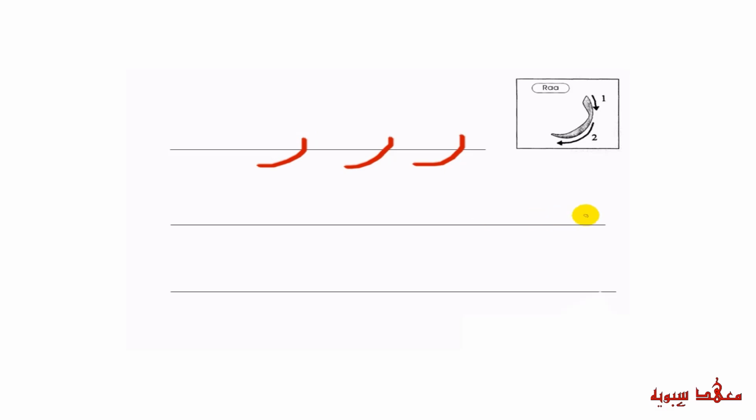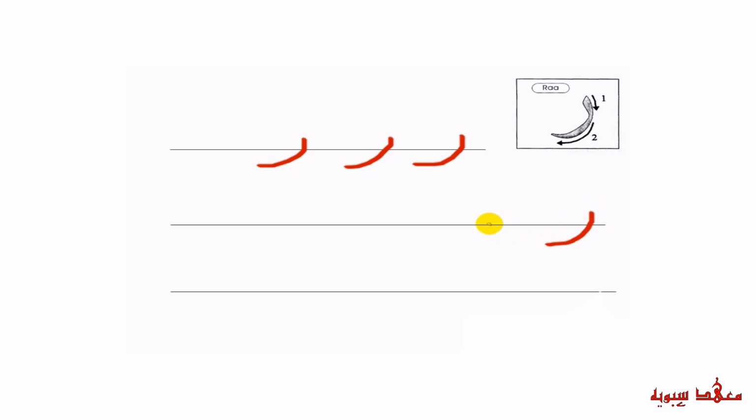Now the ra in the beginning will be as follows. Like the daal and the dhaal, the ra is also not joined. And we'll find the next letter as well, which is like the ra with a dot, is also the same. It's not joined. So that's in the beginning.